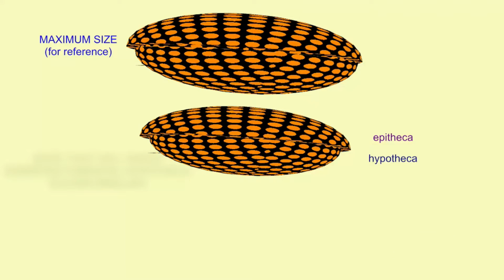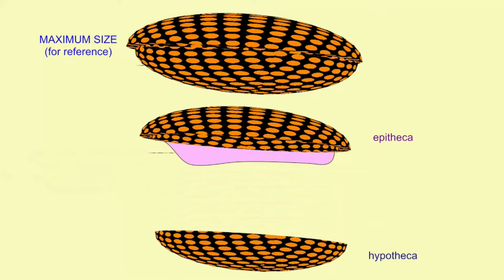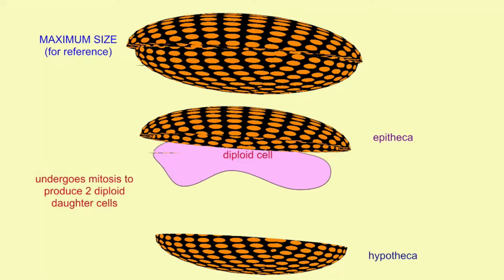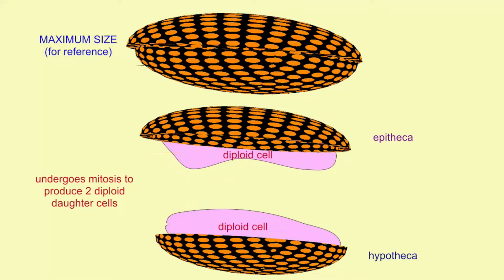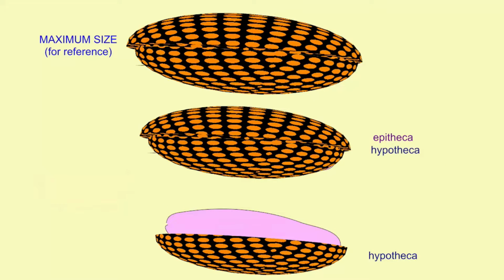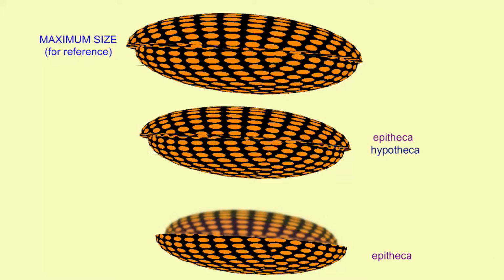Once again, when this smaller cell divides asexually through mitosis, one of the two halves, the one which inherits the hypotheca, will then convert that to an epitheca and develop an even smaller hypotheca. So some of these diatoms are becoming smaller with each cell division.